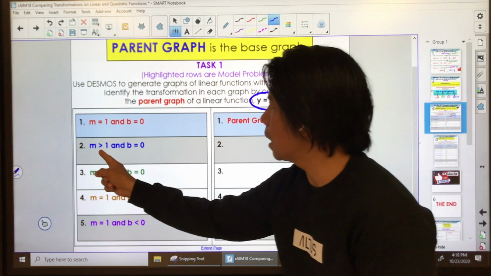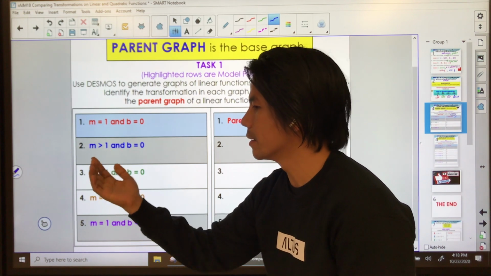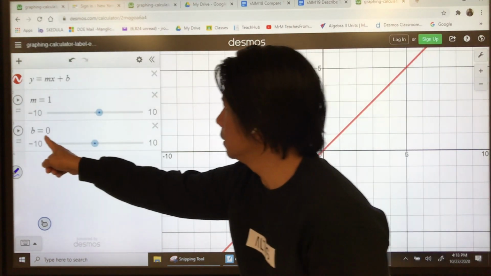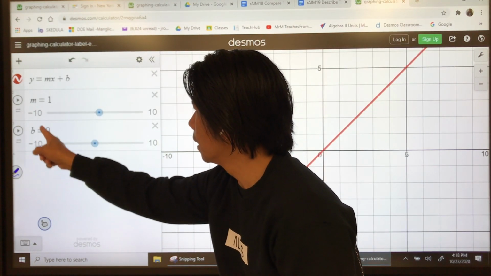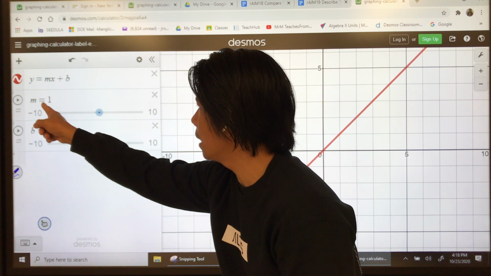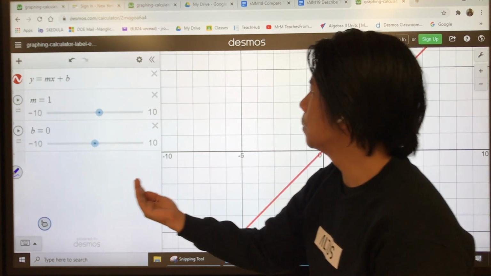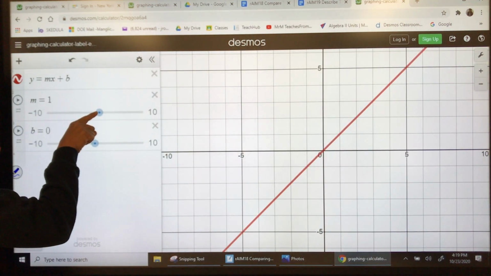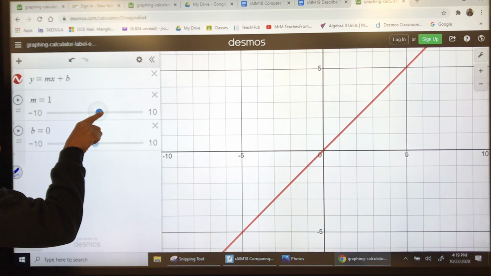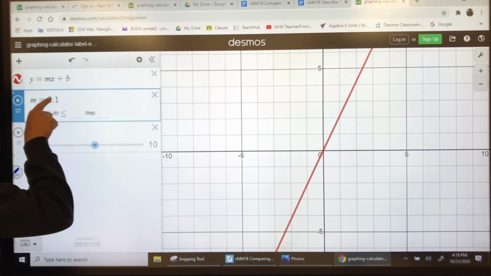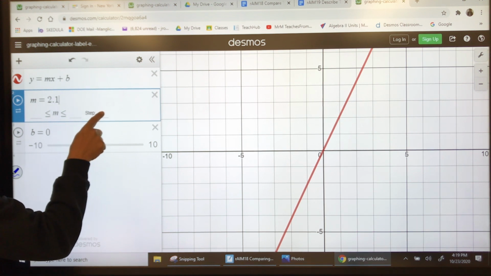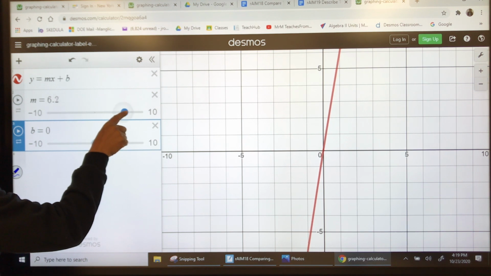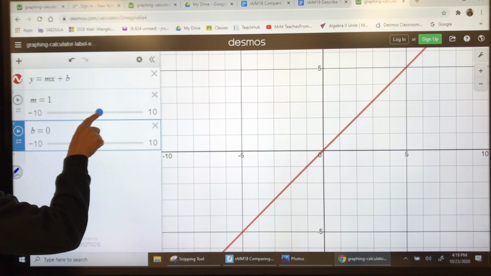Let's have the first model problem. It says m is greater than 1 and b is equal to 0. So we are going to keep the value of b, which is 0, but we are going to change the value of m to greater than 1. What does it mean? Take a look. Greater than 1, meaning I'm going to move this slider towards 10. If I move that, if you notice, the number here is changing. Right? So if I move that, you see how it changes? Let me go back to 1.